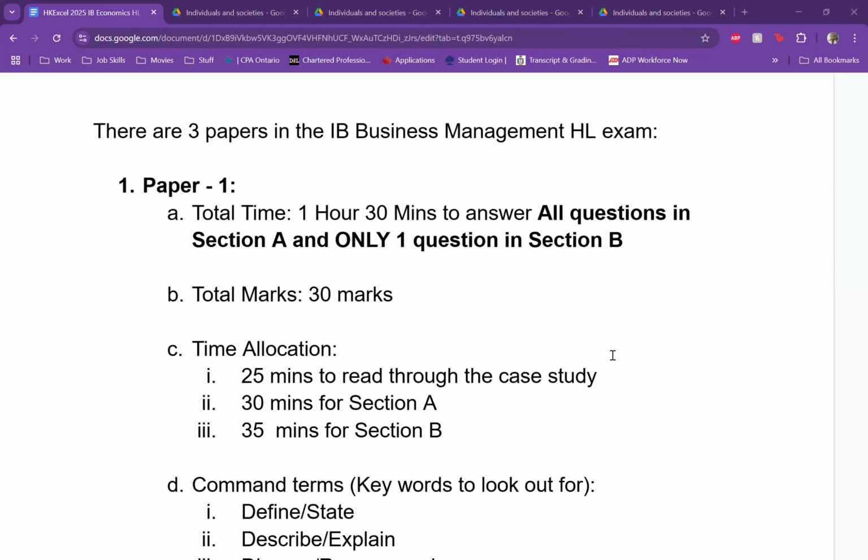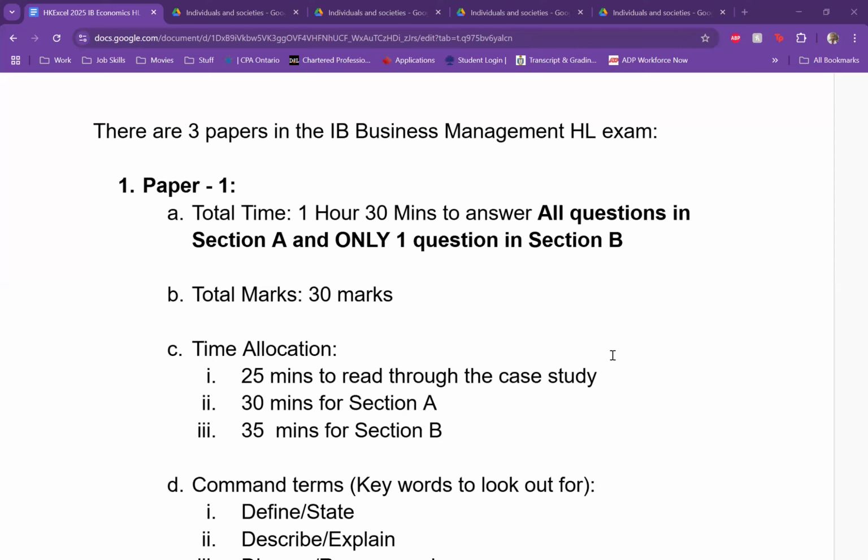So the biggest change that's happened for the business management course is that there are now 3 papers as opposed to 2 papers in the past. Before, paper 1 and 2 were the only ones, and paper 3 has been introduced.